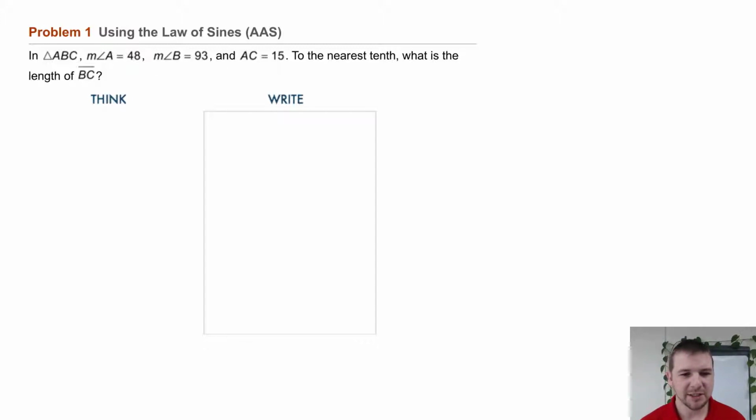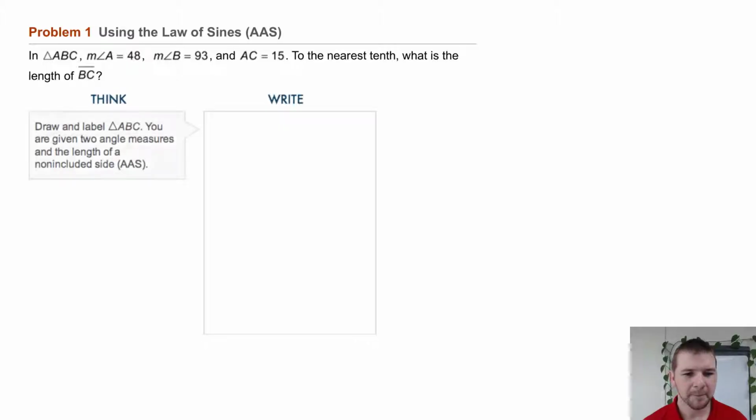Well, obviously we should sketch a triangle and label the known information. So as we consider what we would think, draw and label triangle ABC. You're given two angle measures and the length of a non-included side, so this is an angle-angle-side situation. What we would write: the diagram and the known information.